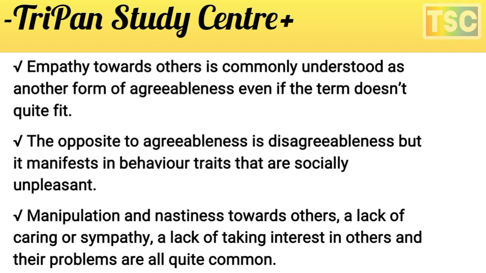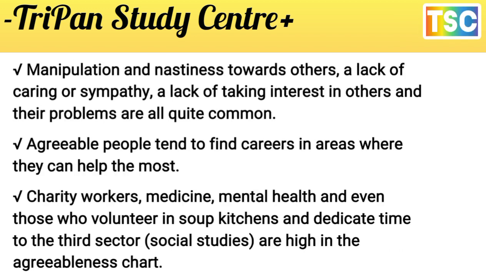The opposite of agreeableness is disagreeableness, which is manifested as behavior traits that are socially unpleasant, such as manipulation and nastiness toward others. A lack of caring and sympathy and a lack of interest in others are all quite common.